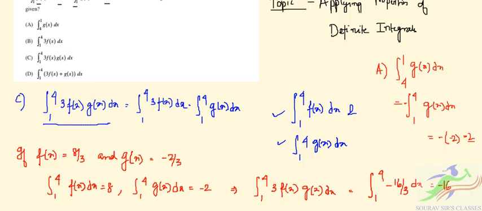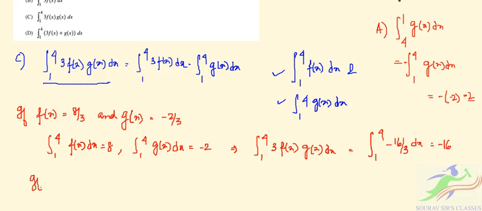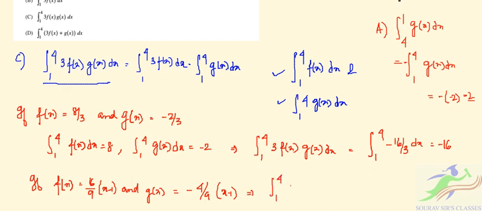However, if f(x) is equal to 16 by 9 (x minus 1) and g(x) is equal to minus 4 by 9 (x minus 1), then the integral from 1 to 4 of f(x) dx is equal to 8, and the integral from 1 to 4 of g(x) dx is equal to minus 2 as before.